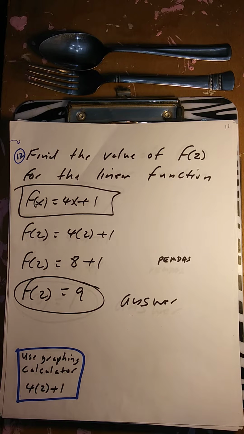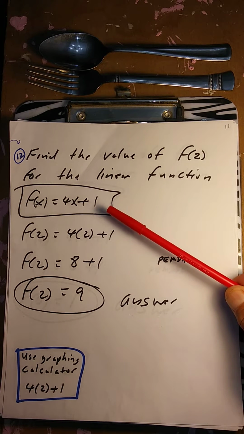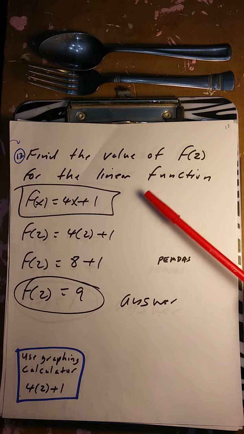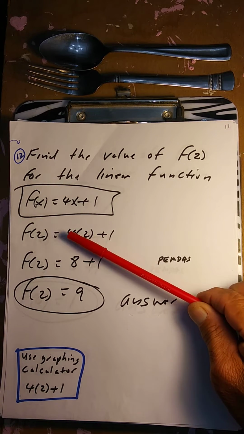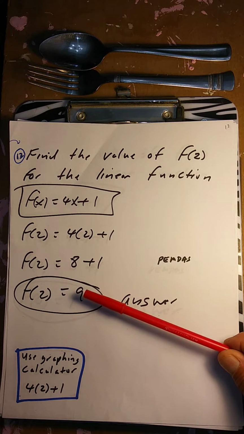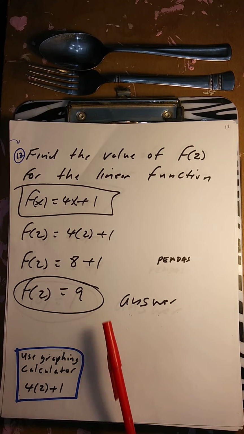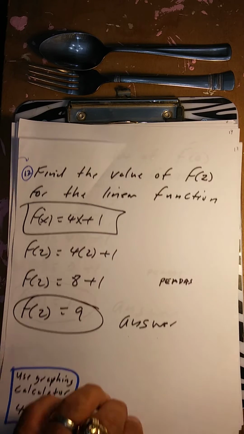Find the value of f of 2 for the linear function f of x equals 4x plus 1. So f of 2, put a 2 there for the x. So for 2, multiply first. 4 times 2 is 8. 8 plus 1 is 9. So f of 2 equals 9 for the function.